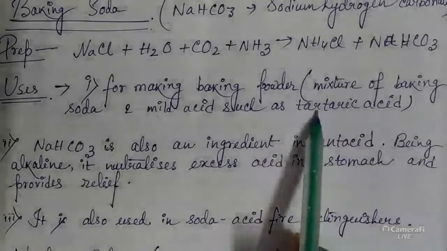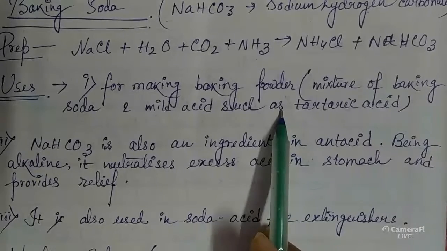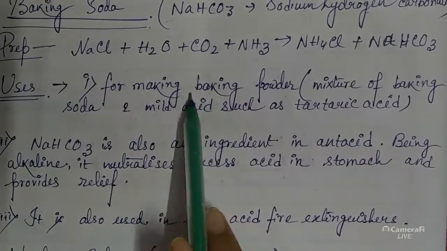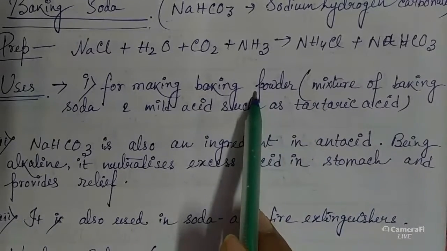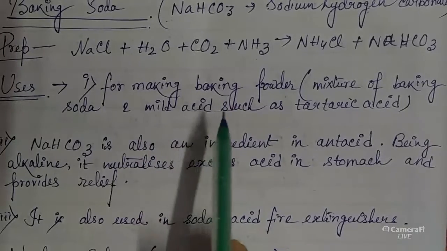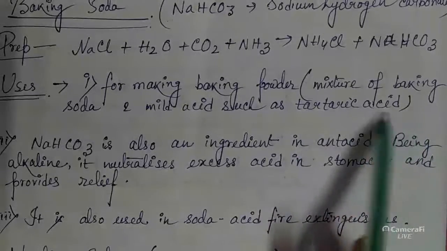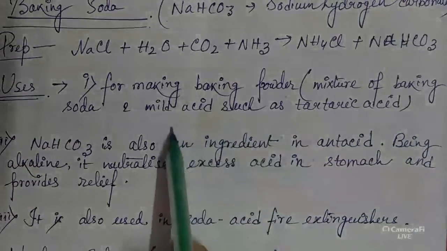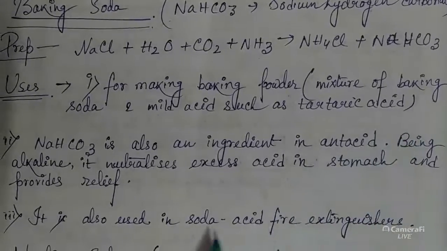Now we are coming to the uses. For making baking powder, we can use baking soda. Baking soda we generally use in the kitchen for cooking purposes. For making crispy pakoras, we can use baking soda. This baking soda is also used for making baking powder. And what is baking powder? Baking powder is just a mixture of baking soda with a very mild acid, that is tartaric acid. Tartaric acid is an organic acid, that is why it is a very mild, very weak acid. That is why we can take it in our food.